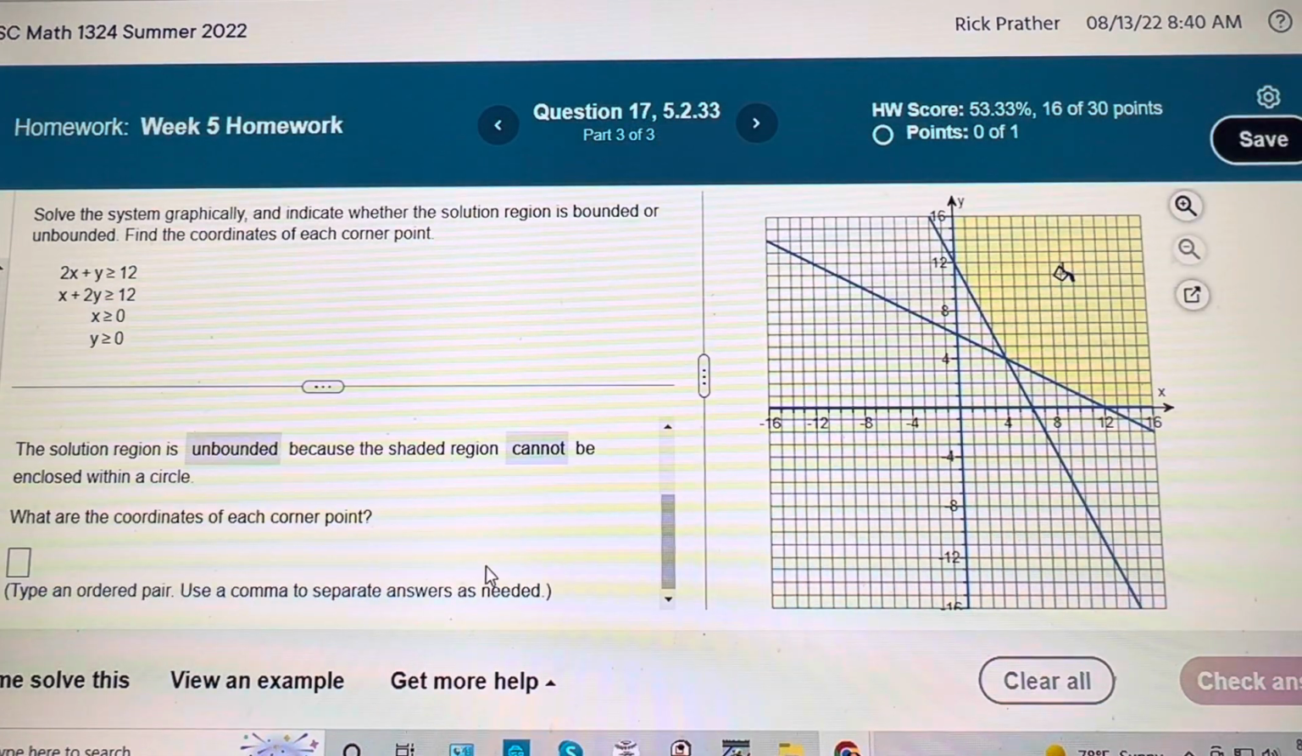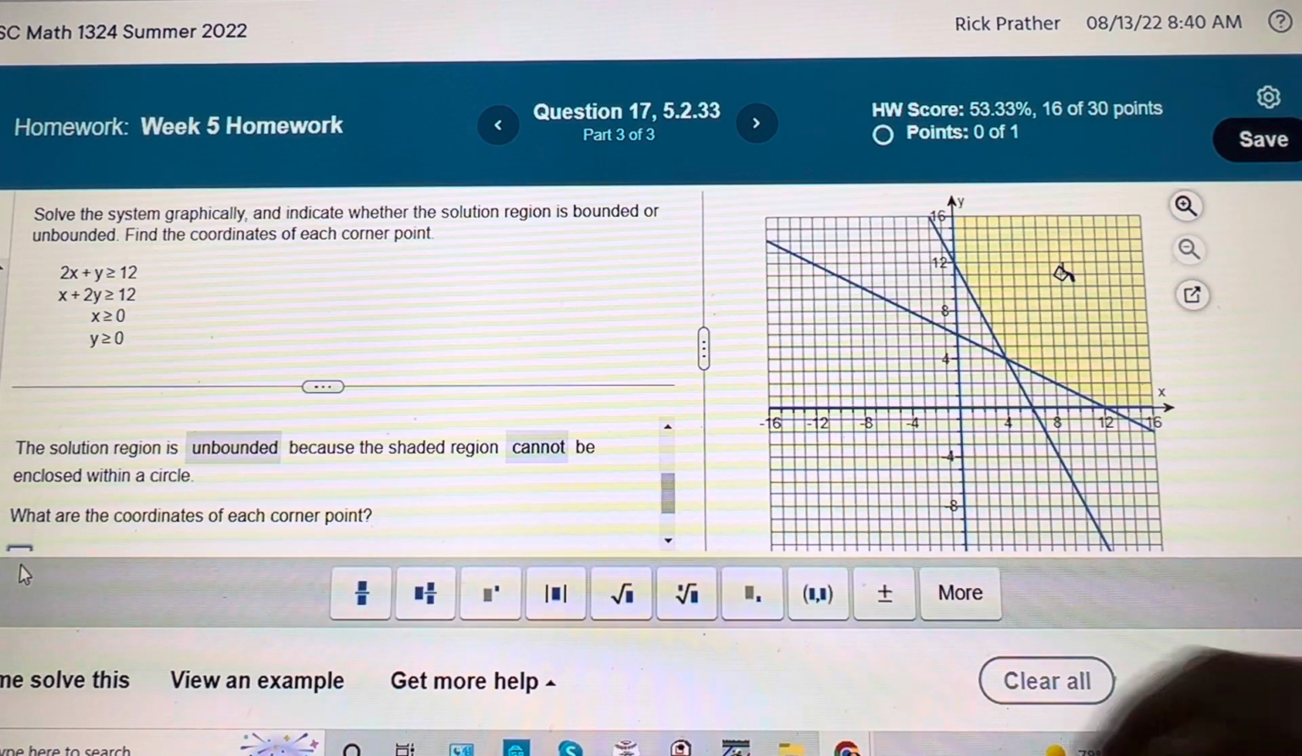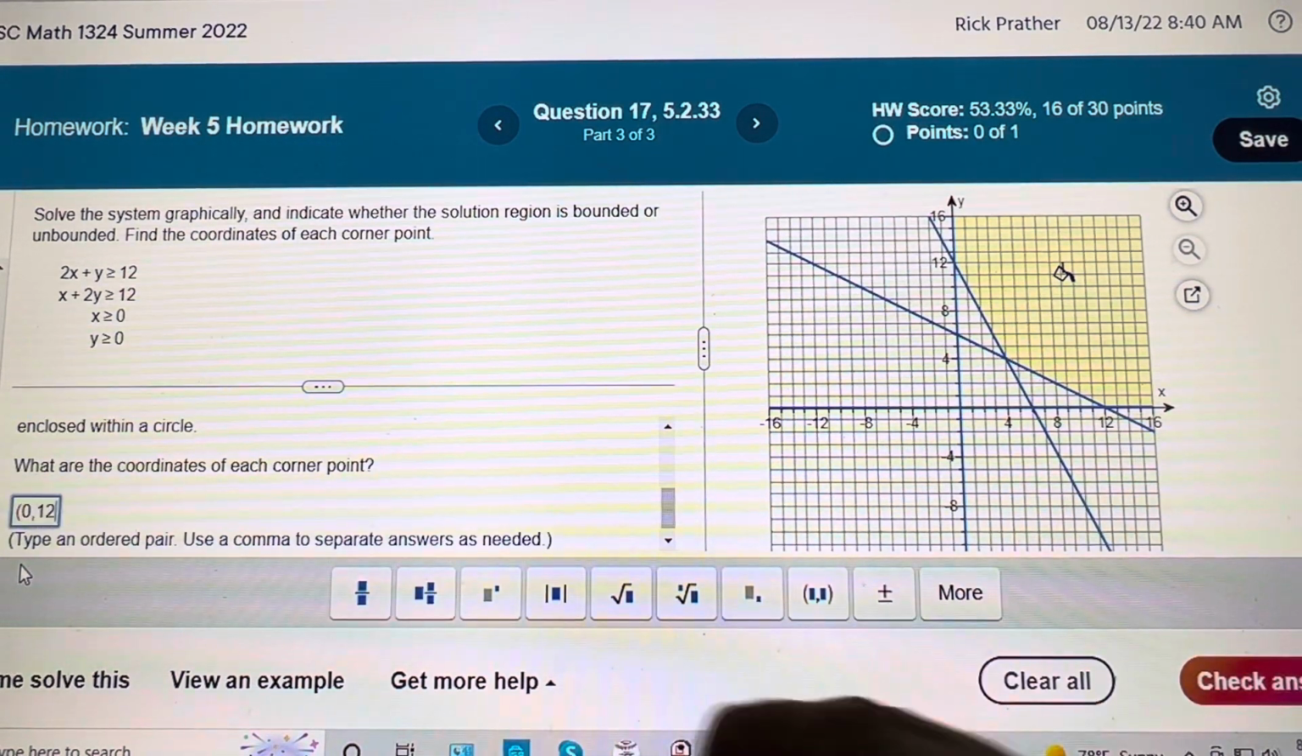But so what are the corner points? Corner points would be when you change directions on your blue line. So I'm coming down and then boom, I just changed directions right there. That's 0, 12. And then I'm coming down right here, boom, we just changed directions right there, and that looks like that's exactly 4, 4. And then there's one last one, boom, right there. Then you would just continue forever. So 12, 0.